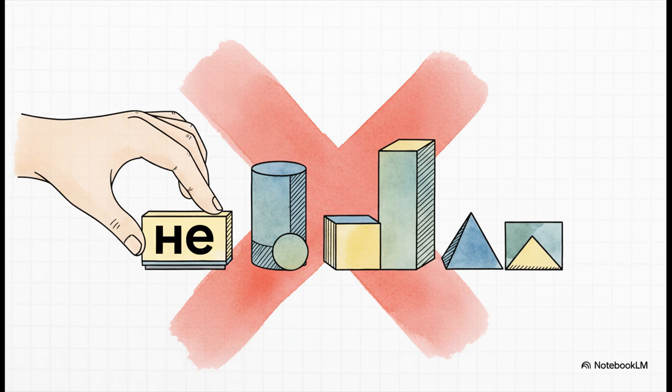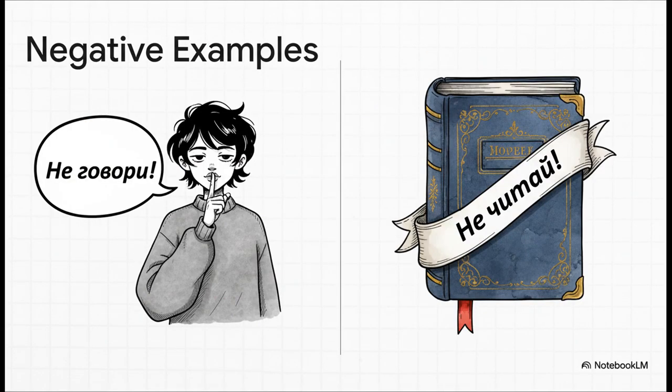All right, now what about telling someone don't? This is probably the easiest rule we're going to learn today. All you do is put the word ne right in front of the command. That's literally it. For example, if you want to say don't speak, you just say ne govori. Let's hear it. Ne govori. Your turn to try. And for don't read, you guessed it, ne chitai. Give it a go. Perfect.